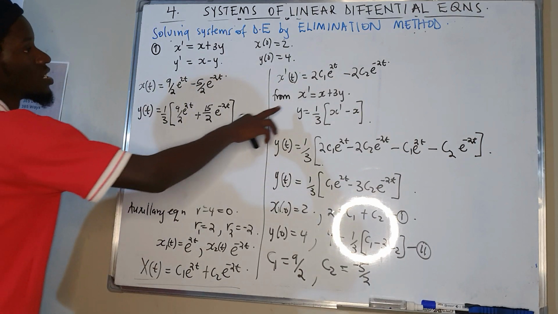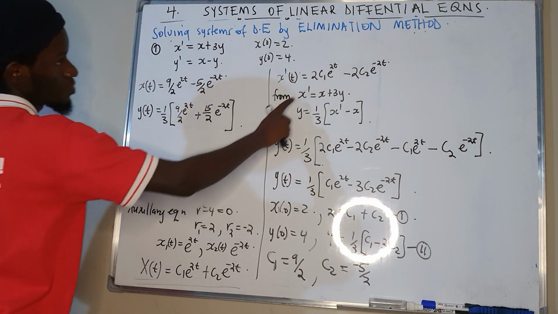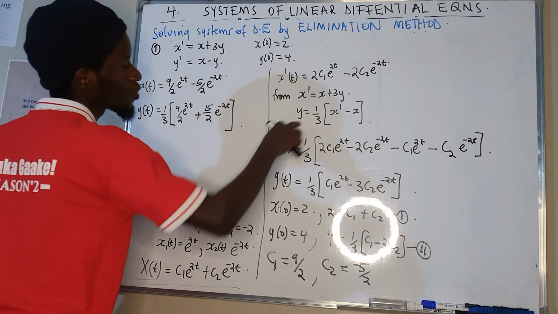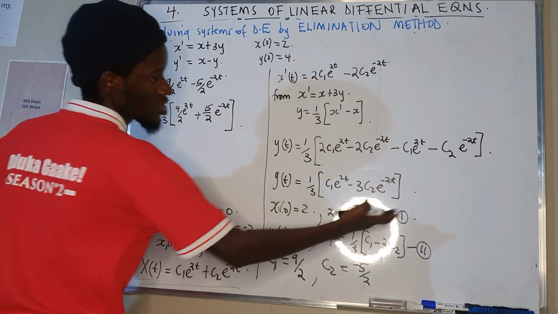Then I substitute. I make what I started from the first equation. Then I substitute in the x prime minus the x. Then after substituting, I'll be able to get my y at t, which is this one here.